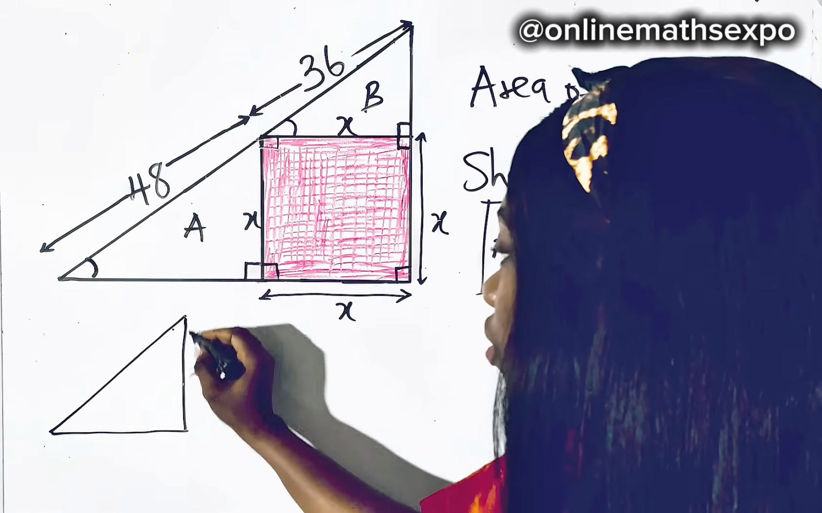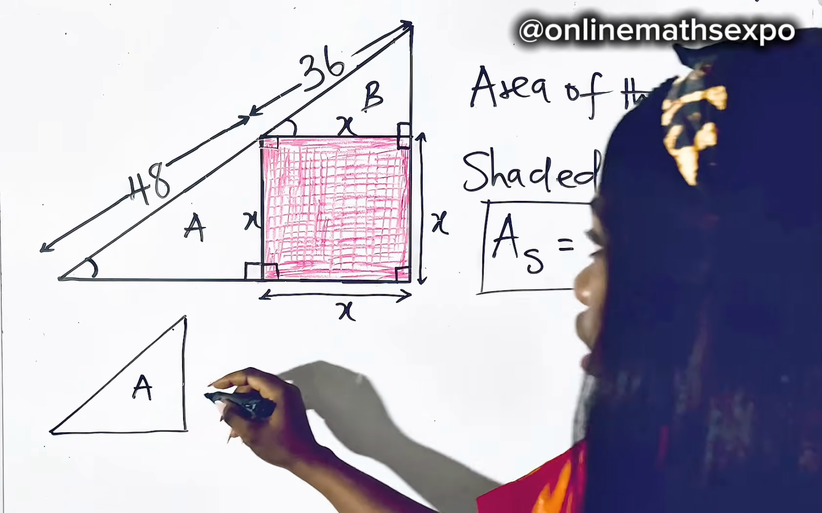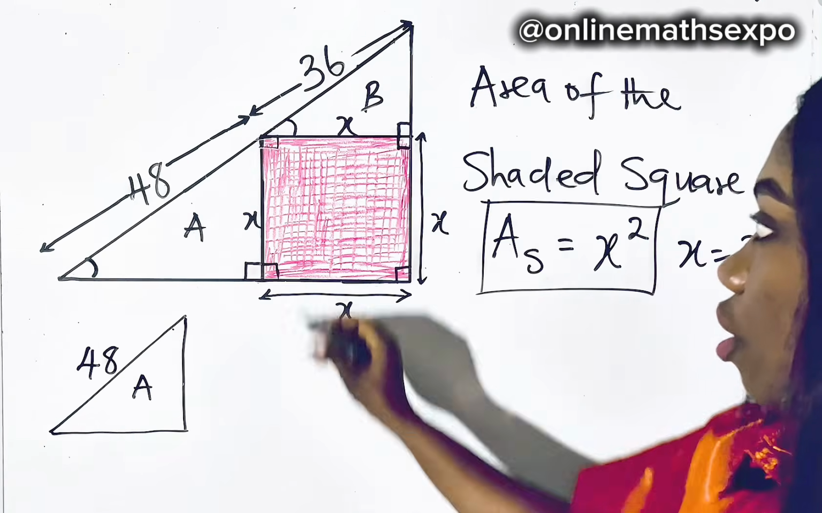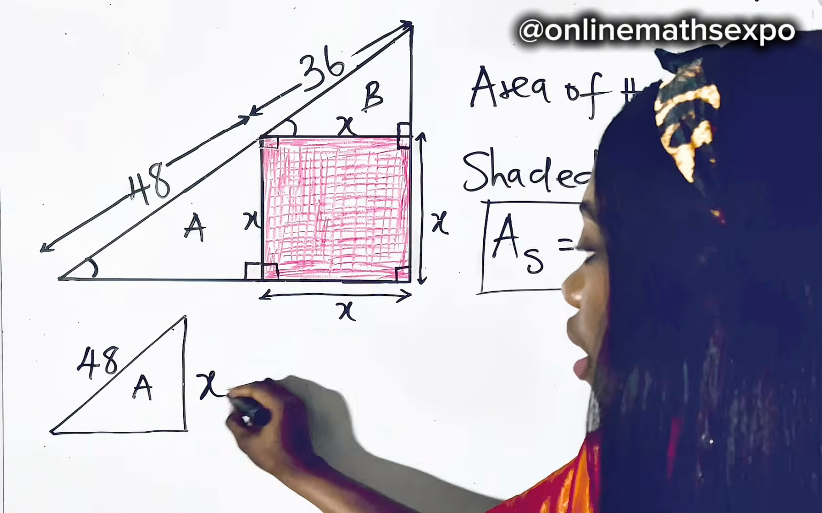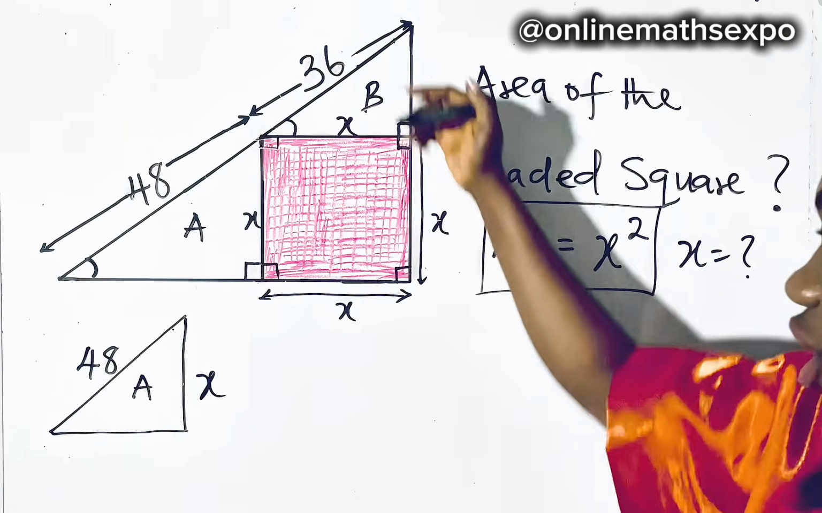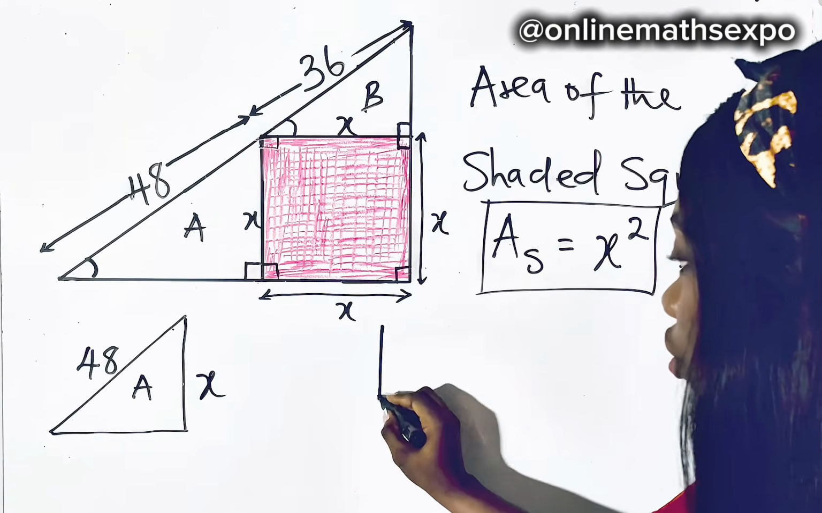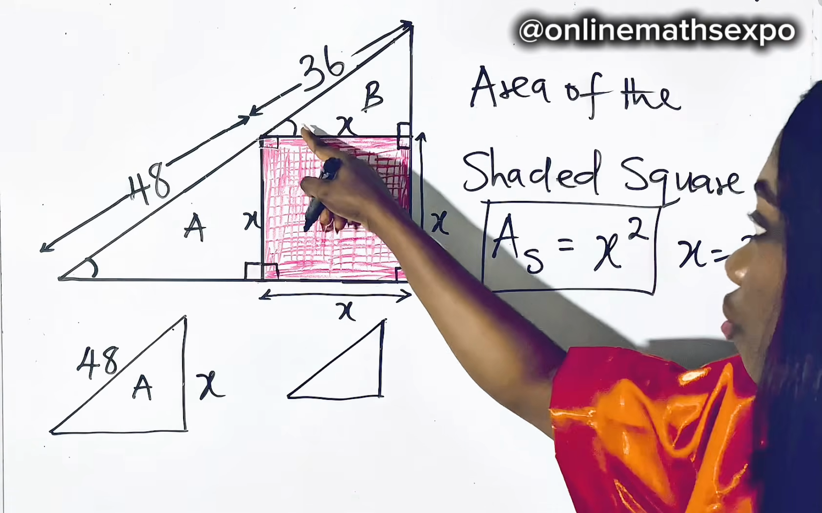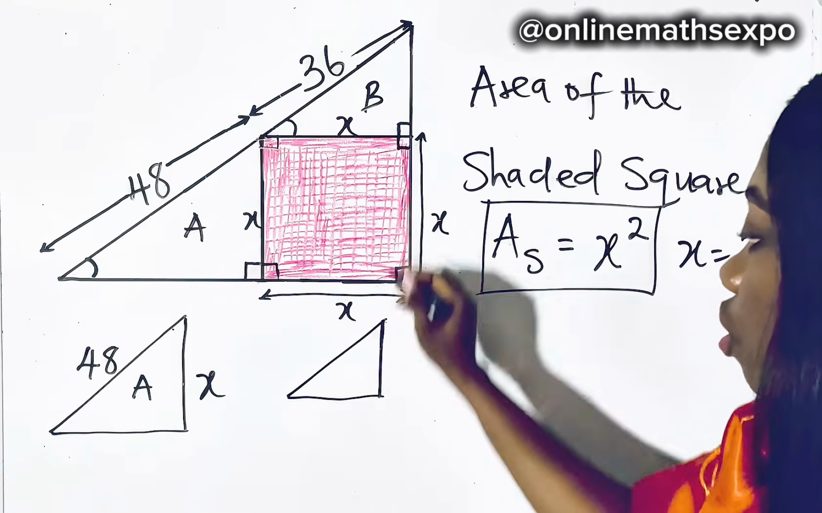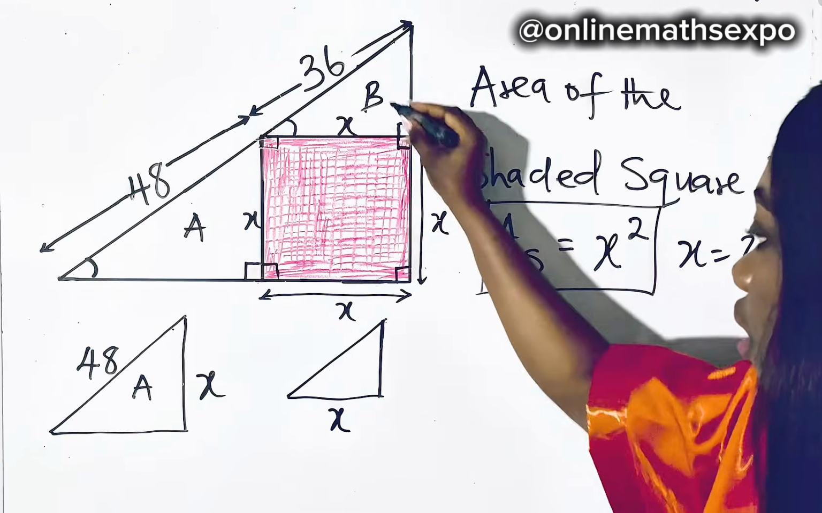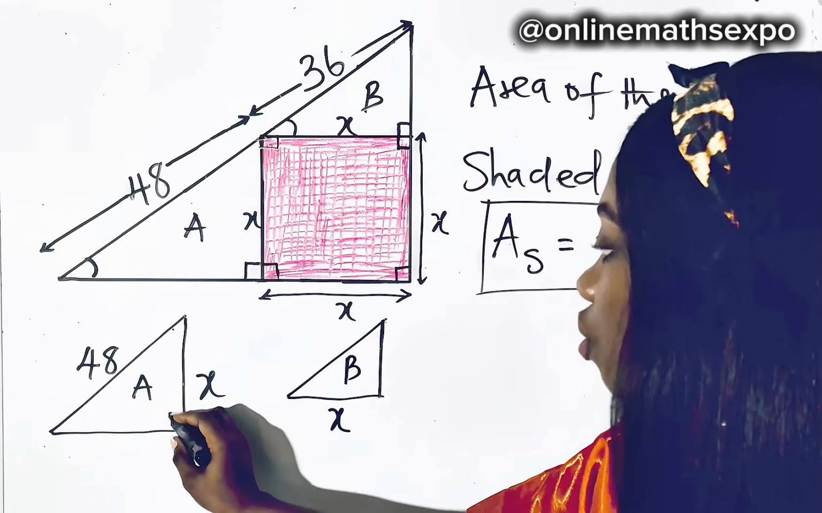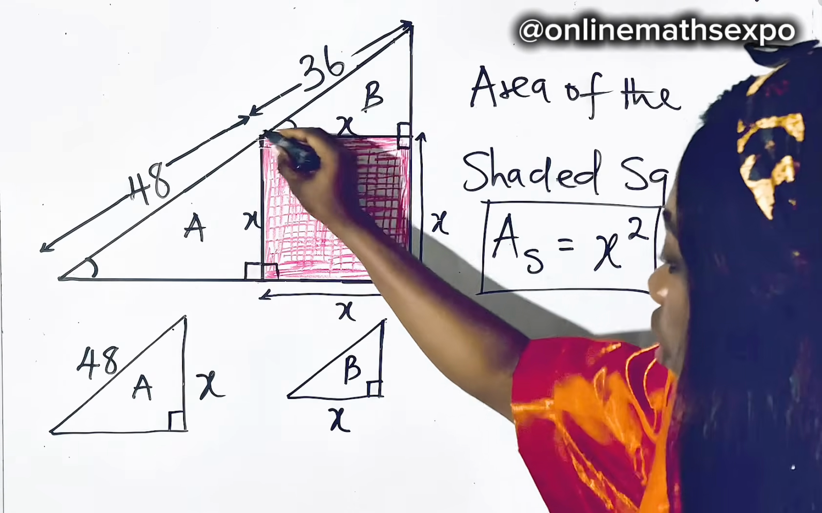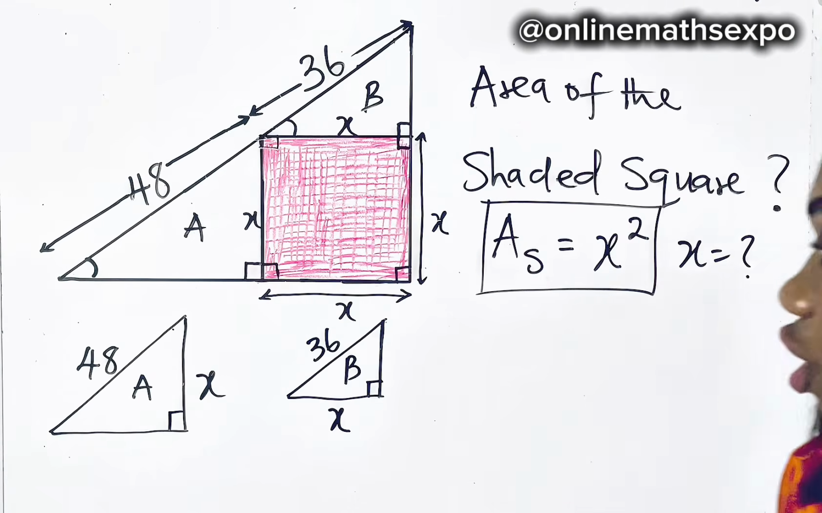This is what we have. This is triangle A. From here to here measures 48 units. From here down to this measures X. Now let's bring out triangle B. So this is what we have for triangle B. This length from here down to this measures X. And then this is our triangle B. Remember, each one has a right angle here. Now, from here to here also measures 36 units.